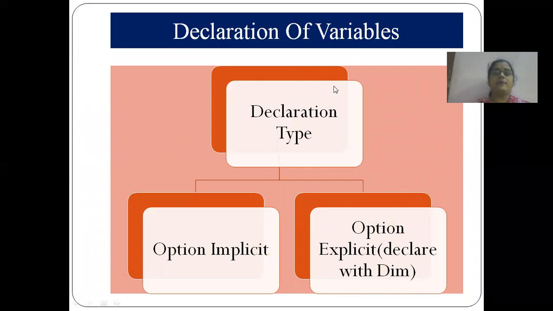Then the types of variable declaration. In Visual Basic, we can declare the variable in two ways. First one is option implicit and second one is option explicit. We can declare the variable as option implicit and explicit, just like the local and global declaration of the variable. Option explicit variables are declared with the Dim keyword.